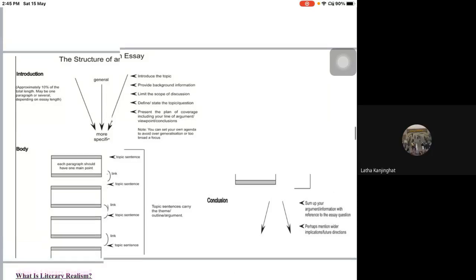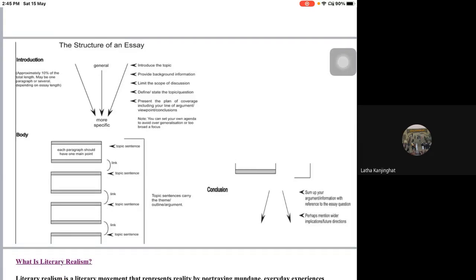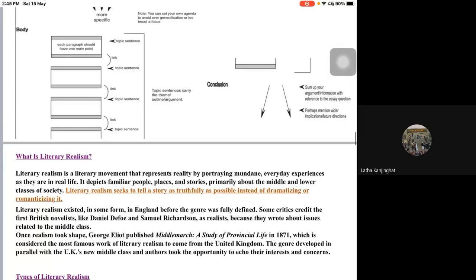And in case you want to understand this further, there are several helpful materials all over the internet. Just look for the structure of an essay and you will find a lot of helpful materials. Okay, so understand that and then you start writing. It's going to help you not only in this paper, in every paper that you write. All right, then let me go into this.